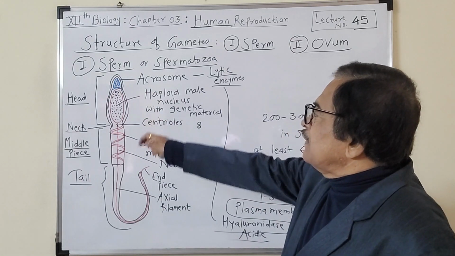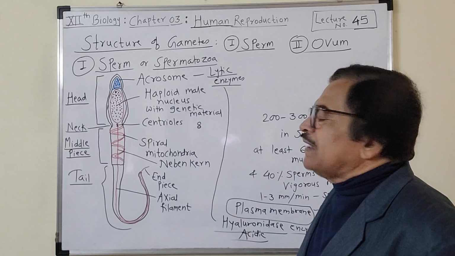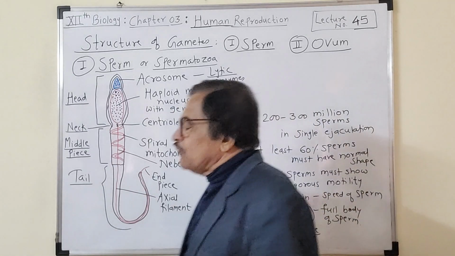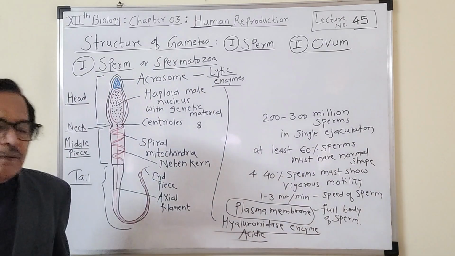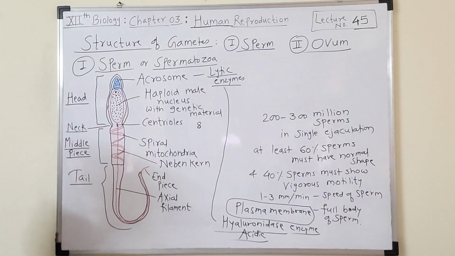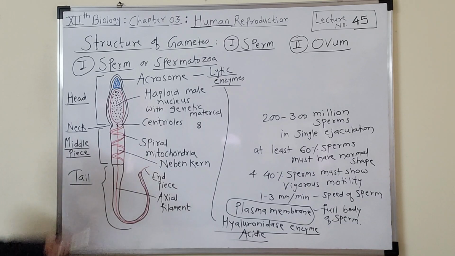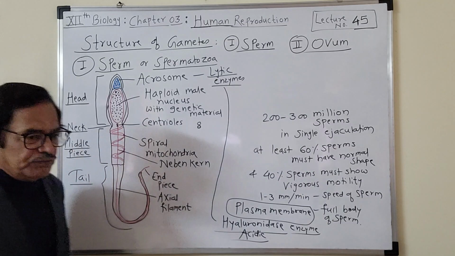Then another thing we have seen is that a haploid male nucleus is there with genetic material. That haploid male nucleus is a very essential part present in the head, required for fertilization. Then centrioles are present in the very short neck, as I told you in the last lecture: proximal centriole and distal centriole. Okay. Then the next part is the middle piece.